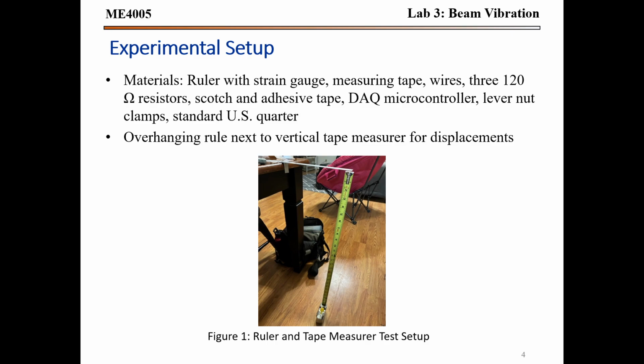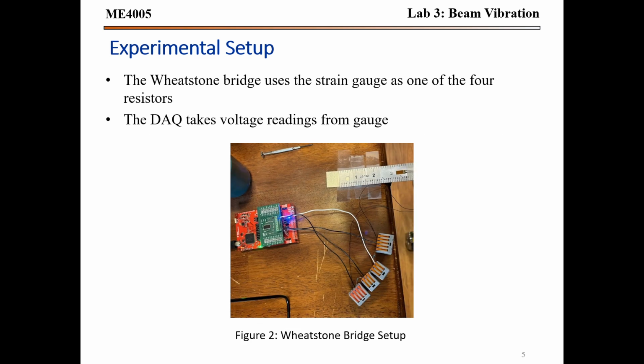that's attached to a strain gauge that is attached to a Wheatstone bridge, and for this we have a vertical tape measure to manually measure the displacement at the tip to give some known data, and this shows the Wheatstone bridge setup.